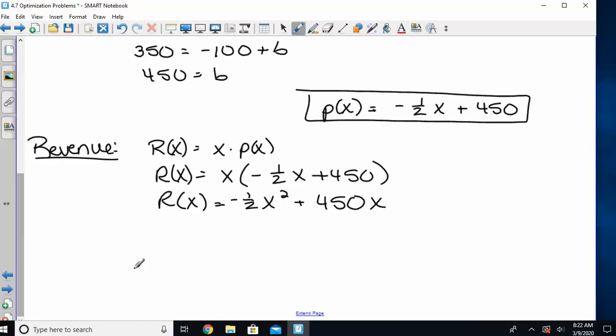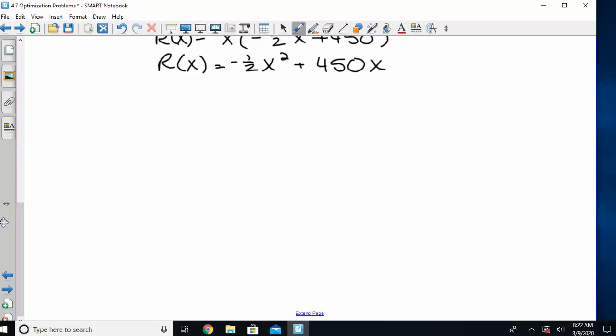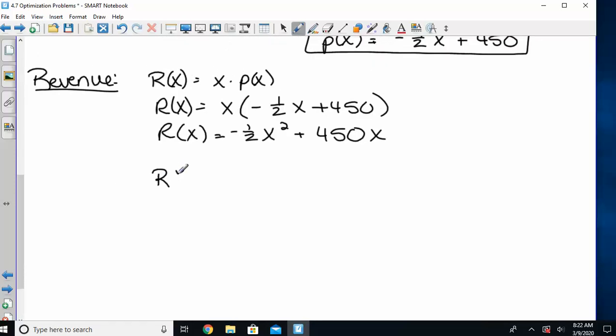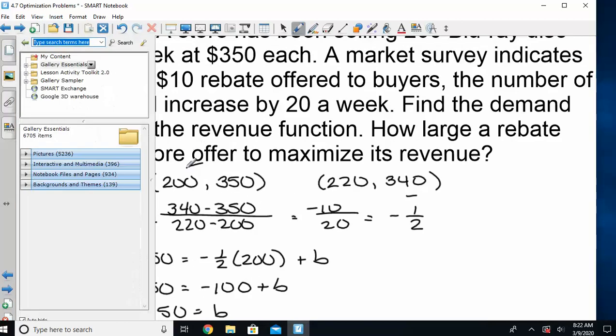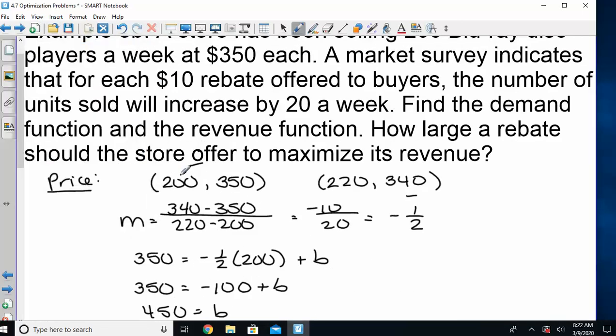Okay, this time we want to maximize the revenue, so now what do we do? Derivative. And set that equal to 0. And x is 450. Okay, now we have to answer the question. I wanted to know how large of a rebate. X is the number of Blu-ray players that we're selling. So we know we're selling 450 of them.